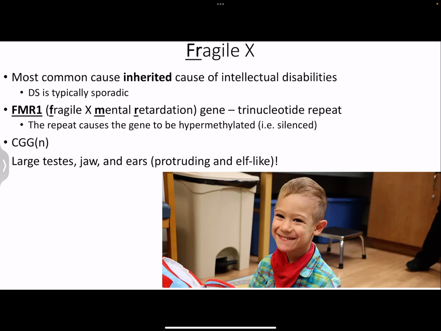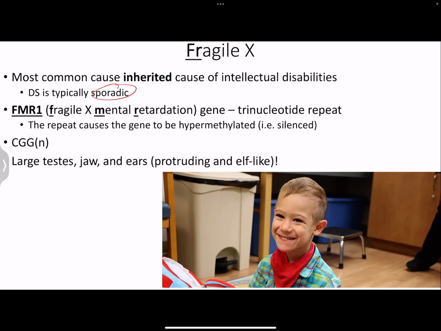The second trinucleotide repeat disease is Fragile X syndrome. This is the most common inherited cause of intellectual disabilities. Down syndrome is actually more common, but it is sporadic, so it doesn't count as an inherited disease. And FMR1 is the gene that we're talking about, and it stands for fragile mental retardation 1 gene, which kind of makes sense.